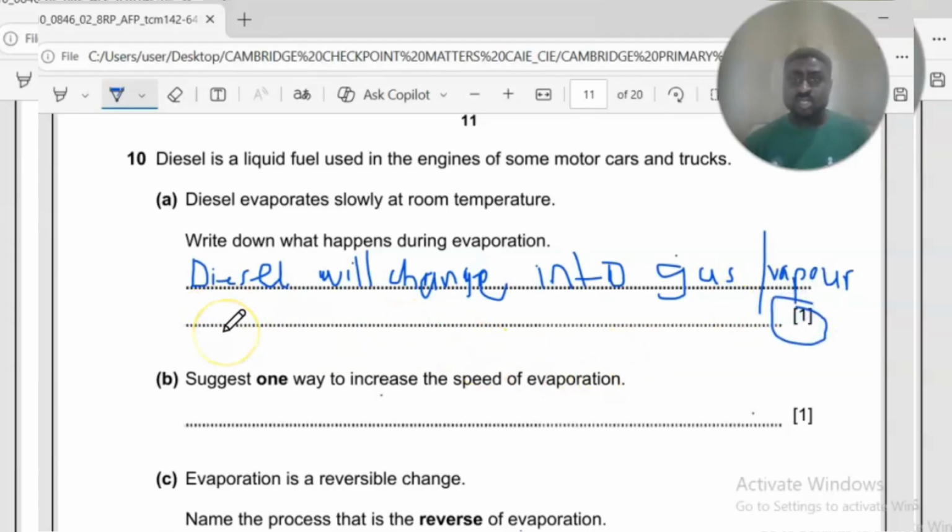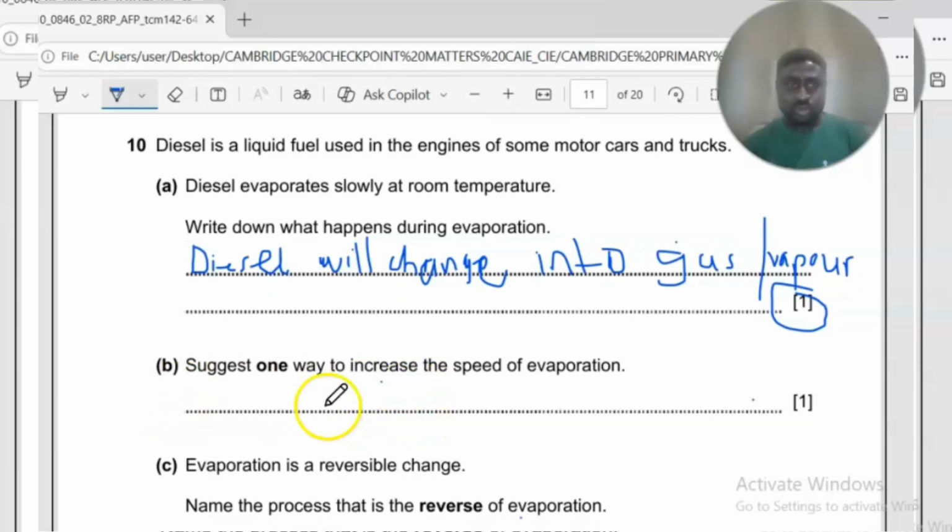You can also say the particles of diesel will fill the room in form of gas. It will fill up the room due to the escape of the molecules or particles from the liquid state, and that goes for 1 mark. Is that okay? Okay, we'll move to the B part of the question, which says suggest one way to increase the speed of evaporation. How do you do this?